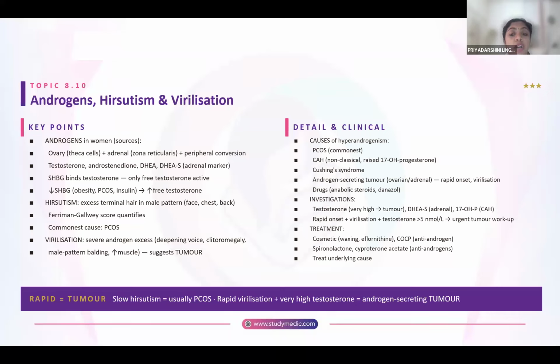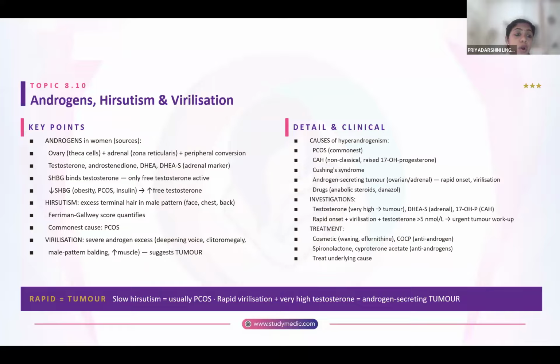So what is the treatment of choice for them? The most common thing is the cosmetic effect this can have. So they can go in for cosmetic procedures like waxing. They can use anti-androgenic drugs, your combined oral contraceptive, which has anti-androgenic effect, or they can go for other drugs like spironolactone, cyproterone acetate, and all that. However, the most important thing is you have to look at what is the primary underlying cause and treat the underlying cause so that the woman is getting rid of this hyperandrogenic effect.